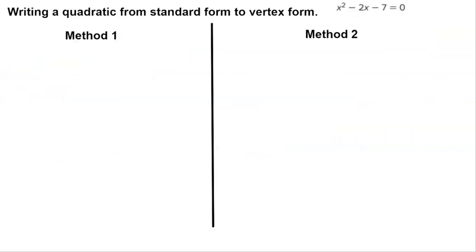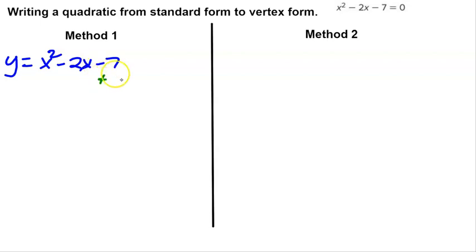Let's try another example. This time, our x squared is just 1x squared. And I'll show you both methods for doing this one. So first thing we're going to do is write this as y equals x squared minus 2x minus 7.